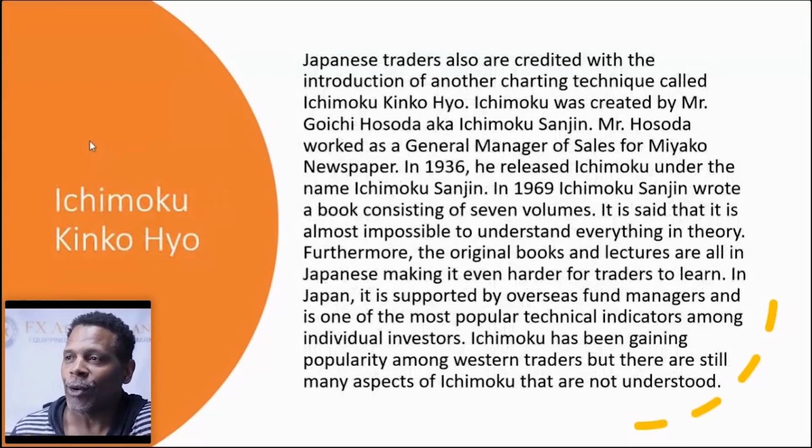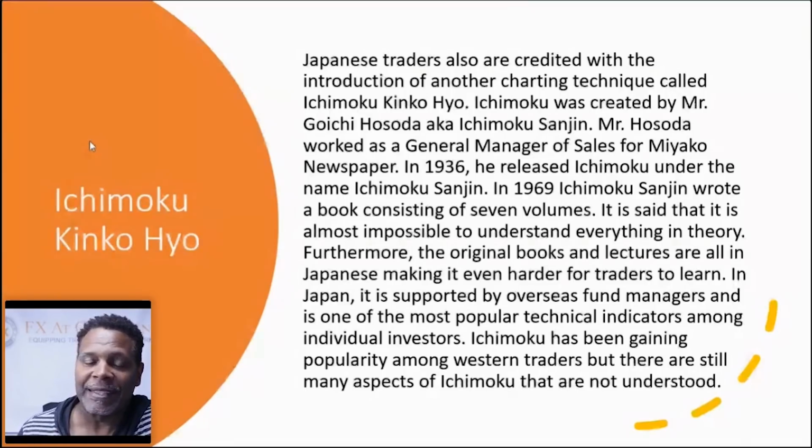Japanese traders also are credited with the introduction of another charting technique called Ichimoku Kinko Hyo. Ichimoku was created by Mr. Goichi Hosoda, also known as Ichimoku Sanjin. Mr. Hosoda worked as a general manager for sales of a newspaper. In 1936, he released Ichimoku under the name Ichimoku Sanjin.